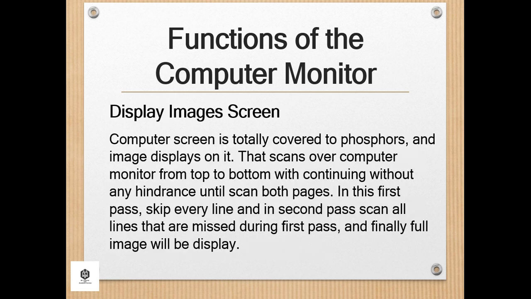Interlaced display. The computer screen is totally covered with phosphors, and the image displays on it as it scans over the monitor from top to bottom, continuing without any hindrance until both passes are scanned. In the first pass, every other line is skipped, and in the second pass, all the lines missed during the first pass are scanned, and finally the full image is displayed.